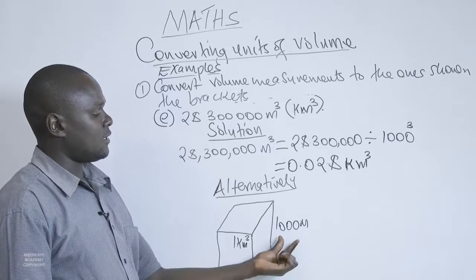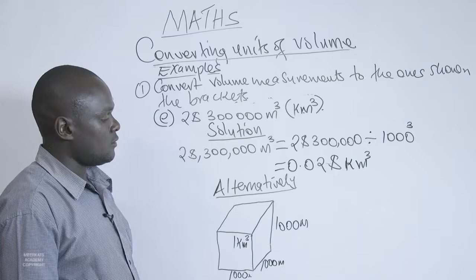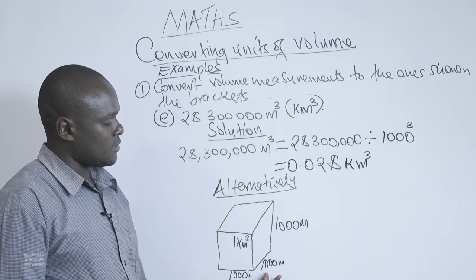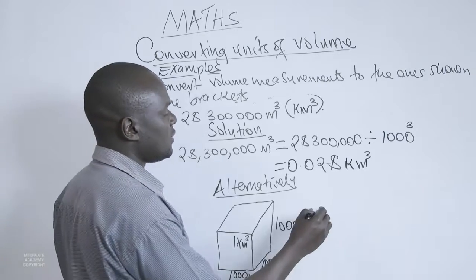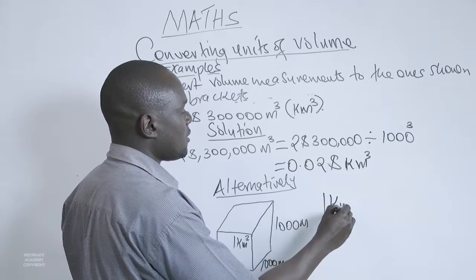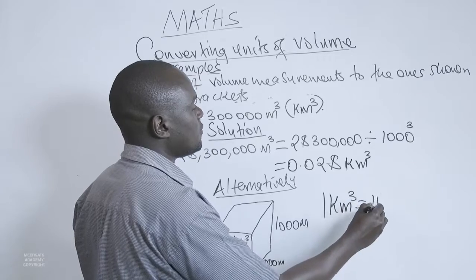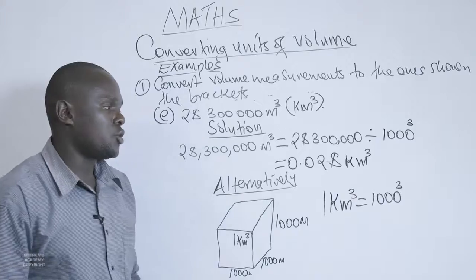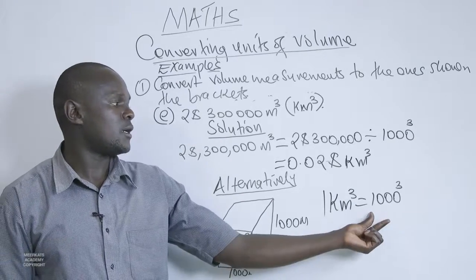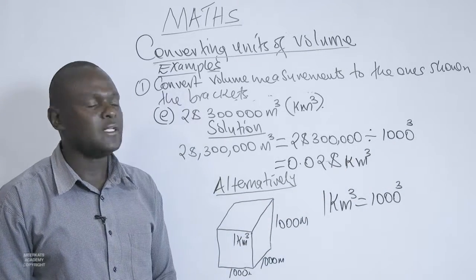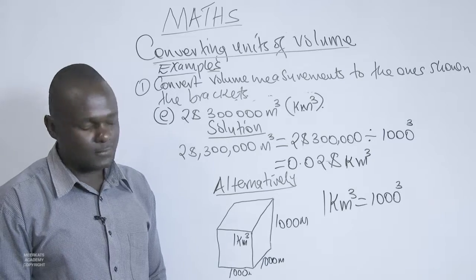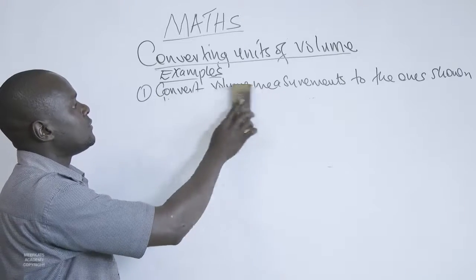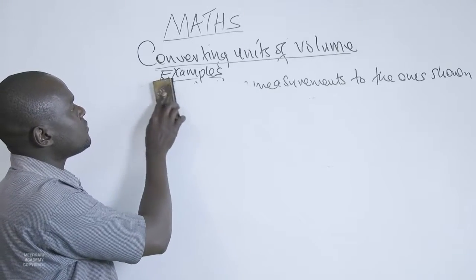So this factor of 1,000 is what we are dividing with. This is 1,000, this is 1,000, this is 1,000. This is where we are getting 1 cubic kilometer being equal to 1,000 raised to power 3 cubic meters. This is where we are coming up with this division or multiplication factor. Let us look at a different set of examples.